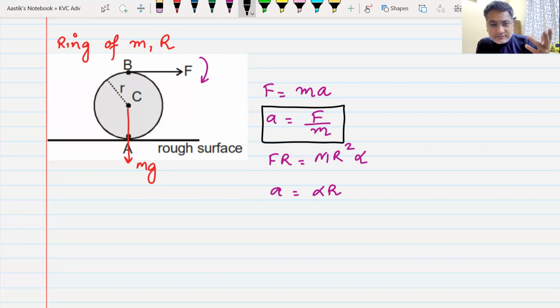See, it was so simple. Because of the geometry of the diagram, the question becomes so simple in case of the ring.